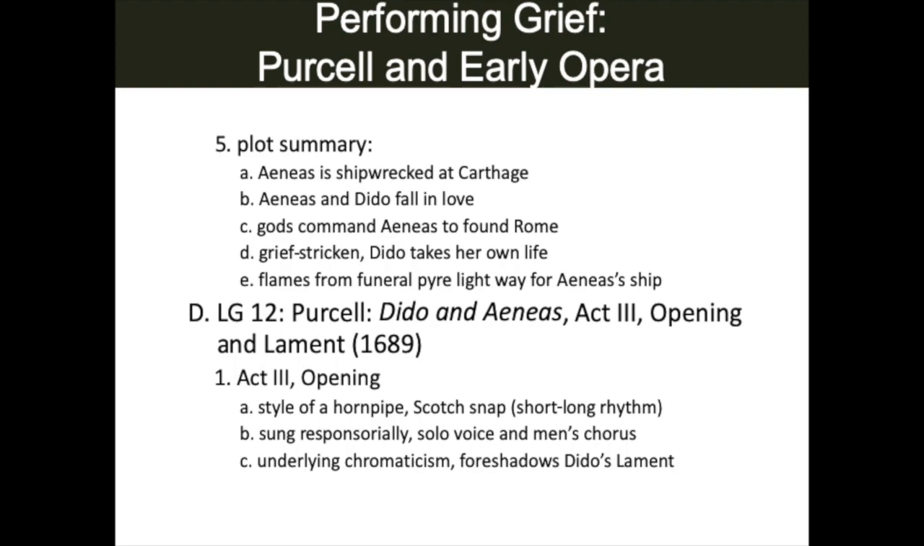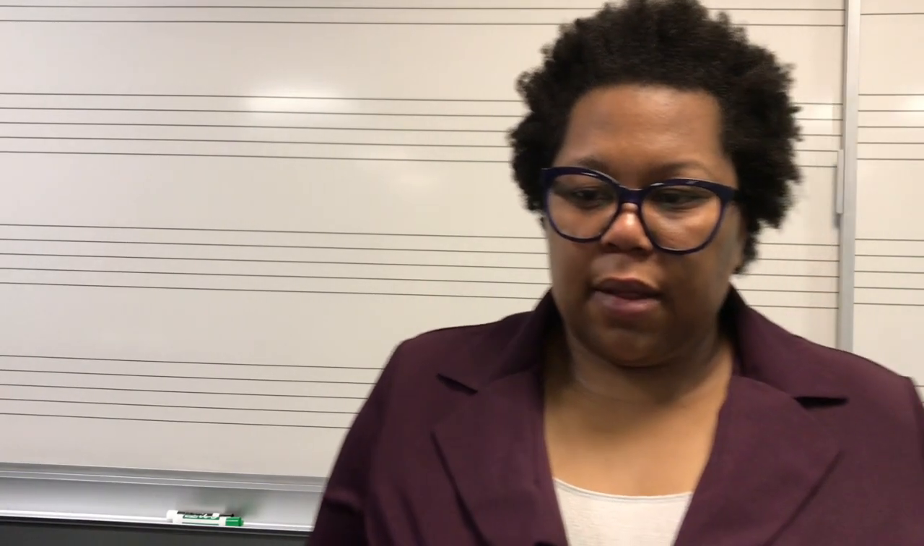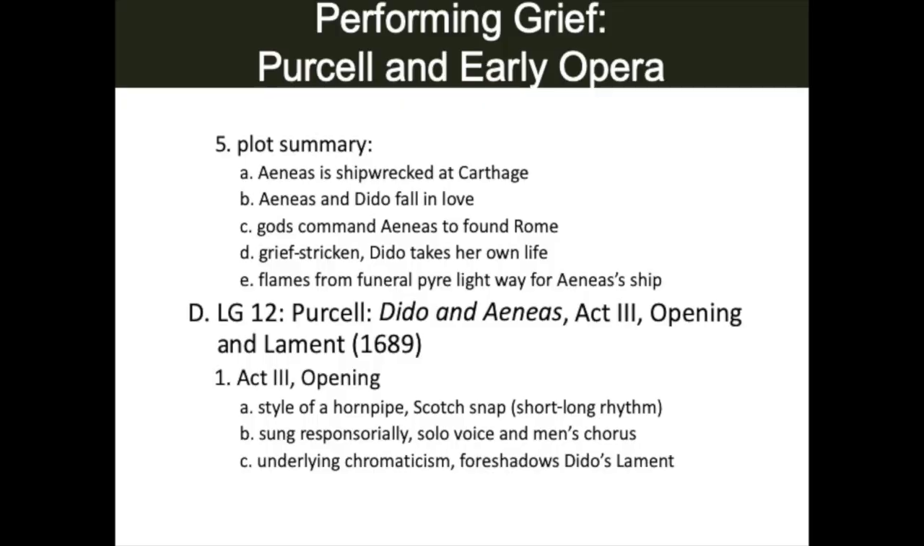Now the flames from a funeral pyre light the way for Aeneas' ship. So remember, back in the day, funeral pyres were big stacks of wood that surround the corpse, and they either were shot with bow and arrow with flames, or just lit up, and that's how they would send off their dead. So Dido dies, and the flames from her funeral pyre help Aeneas go on his way.